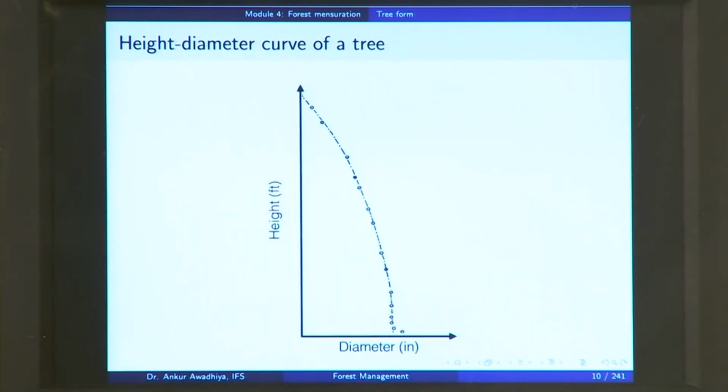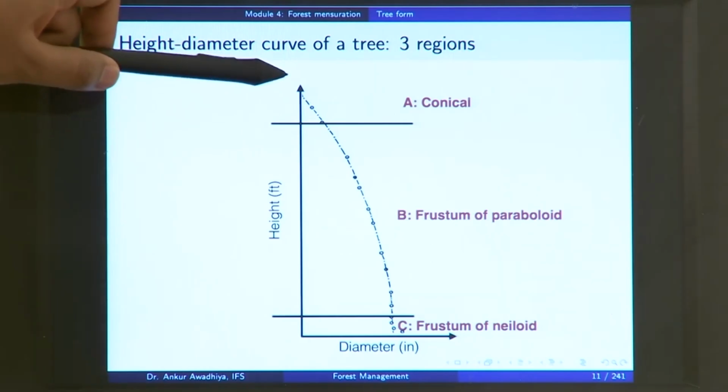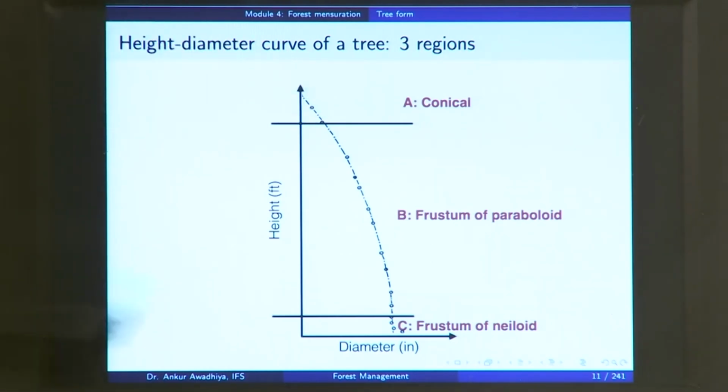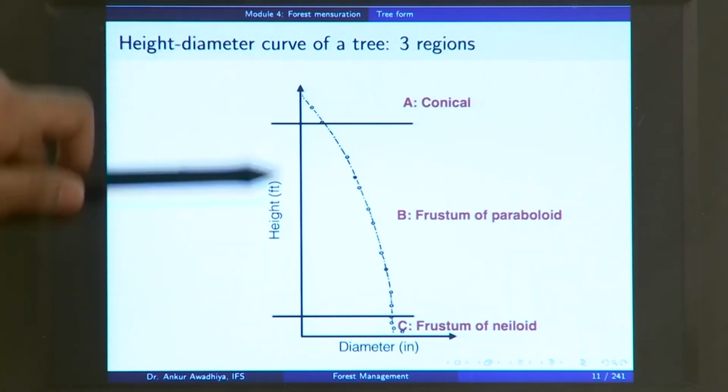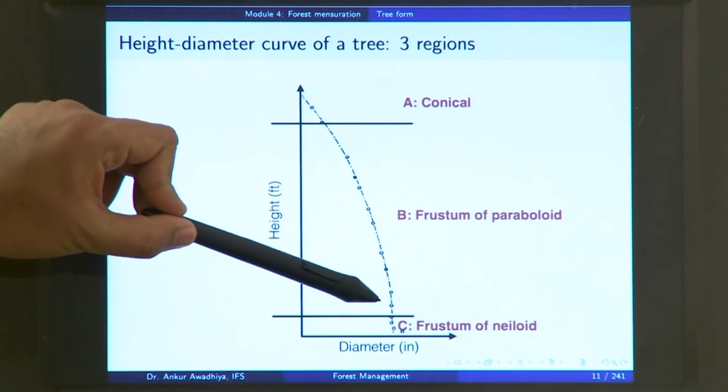So we can divide this curve into 3 portions, and what we will find is that the topmost portion is conical in shape. This portion more or less makes a straight line in the height diameter curve. The central portion is the frustum of a paraboloid. So what is the frustum of a paraboloid? You take a parabola, you move it along the axis, and then it forms a 3-dimensional shape, and then you cut it at the top and the bottom. That becomes the frustum of a paraboloid. The bottommost portion is the frustum of a neiloid, because of this shape.